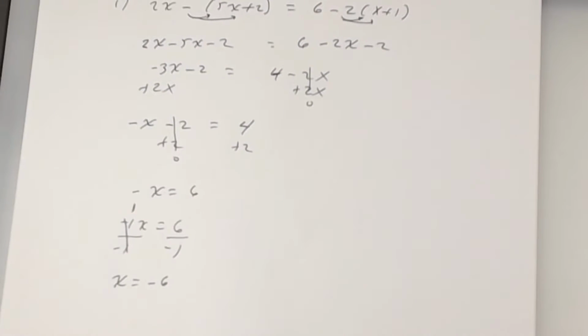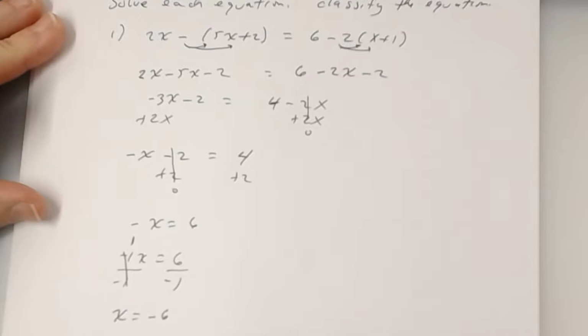So I got a solution, right? This equation is true only when x is what? Negative 6. It's not true for any other number, right? So this equation is true only on the condition that x is what? Negative 6.